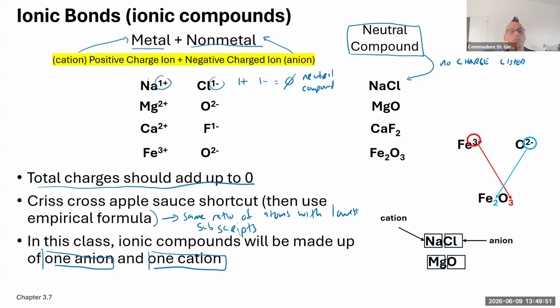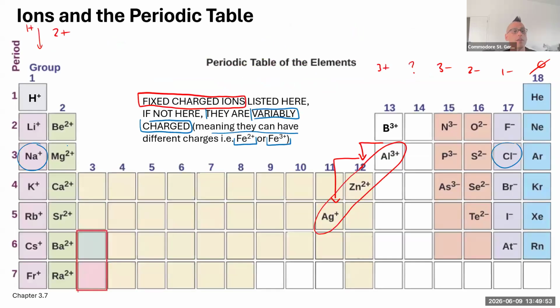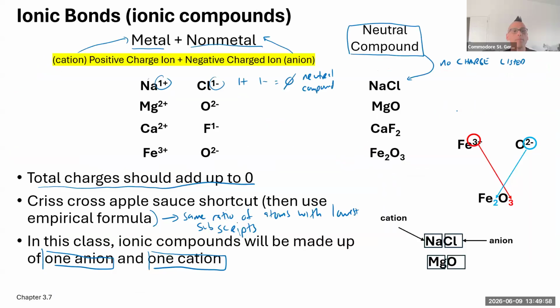All right, magnesium and oxygen. We see that, hey, there's a 2 plus and a 2 minus. That equals 0, another neutral compound. That's our objective here, is we want to combine ions to make neutral compounds. So because we only have one magnesium and one oxygen, that's all we have.